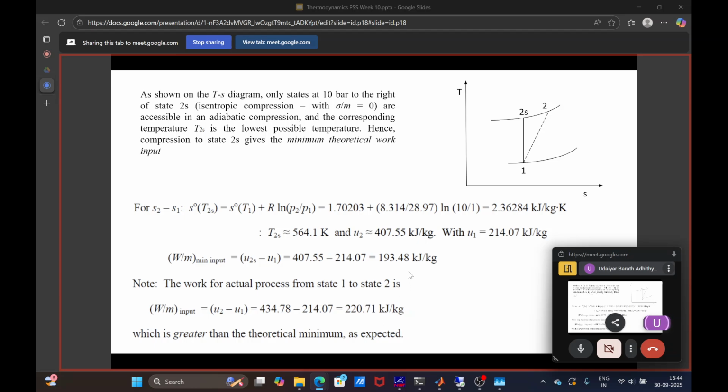So isentropic efficiency of the compressor will be your isentropic work, that is the minimum theoretical work for a reversible adiabatic process, which is 193.48 divided by the actual work which is happening, which is 220.71. So 193.48 divided by 220.71 gives you 87.6%. So that is the isentropic efficiency of the compressor. So for this compressor, you can say the isentropic efficiency is 87 or 88%.